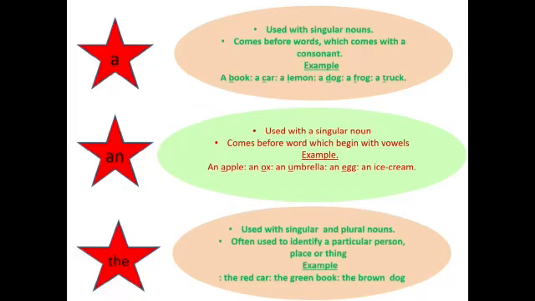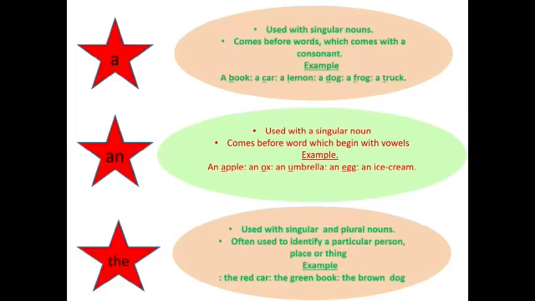The third one is the, which is used with singular and plural nouns. It is often used to identify a particular person, place or thing. For example, the red car, the green book, the brown dog.